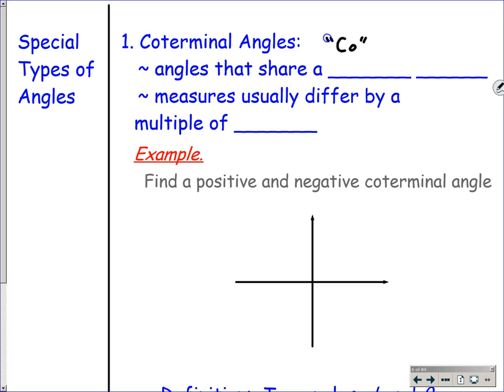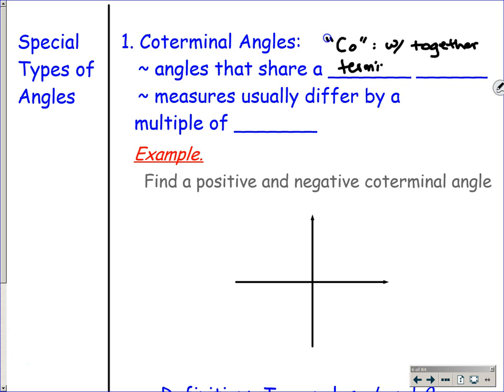So if co means with or together, wait a minute, co what? Terminal. Wasn't that a part of an angle, like at the very beginning of section 4.1? What part of an angle is the terminal? It's where you're going. It's the terminal side. Terminating. Careful, it's not like a terminal in the airport where you're starting from or ending up. Anyway, terminating, ending. So, co-terminal. They share a terminal side.